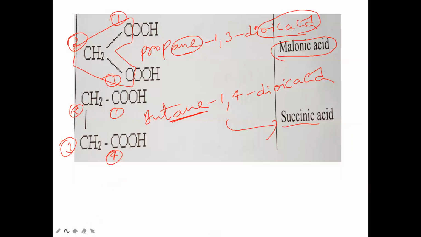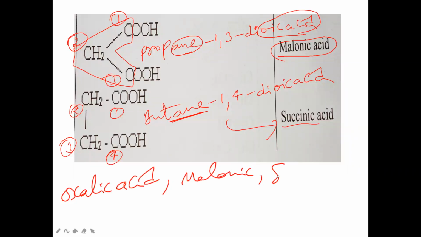So what is the name here? Oxalic acid. Next, malonic and succinic. So what is the IUPAC name of oxalic acid? Ethane 1,2-dioic acid.